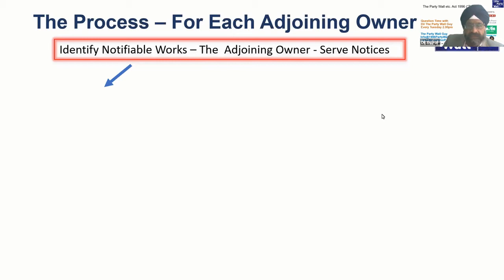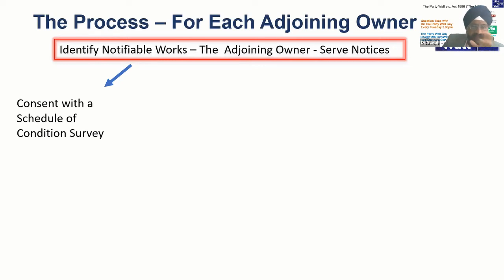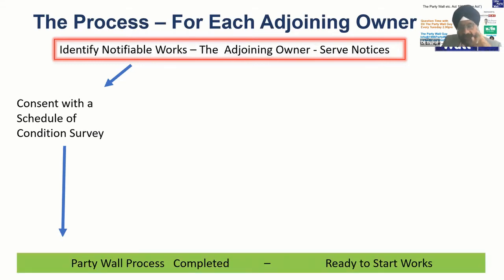So once you've served notices on the adjoining owners, each of the adjoining owners can reply as follows. They can consent with a schedule of condition, which is a schedule of condition survey. I discussed earlier on, we can discuss that separately. Once the schedule of condition survey is carried out, for that owner, the party wall process is complete, you're ready to start works. So that's one of the responses an adjoining owner has an option of doing.